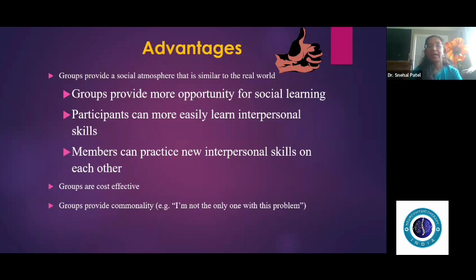Groups provide commonality, like "I am not the only one with this problem." For example, a person with spinal cord injury, a paraplegic, in a group with other paraplegics does not feel that he is the only one in the world having the same issue. Others also have the problem, so it doesn't give demotivation. With exercise done together with each and every other group member, he will gain a little bit of confidence and motivation.